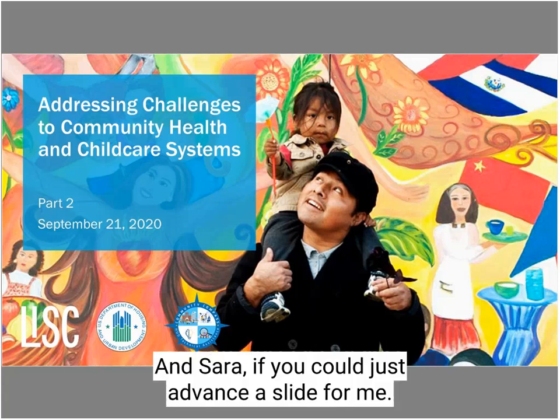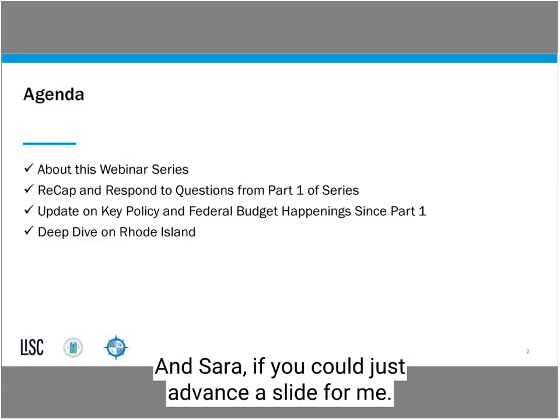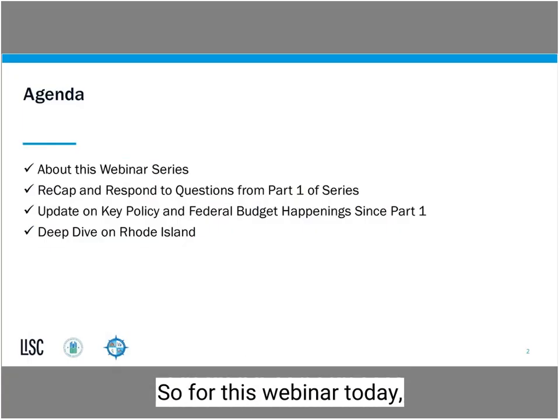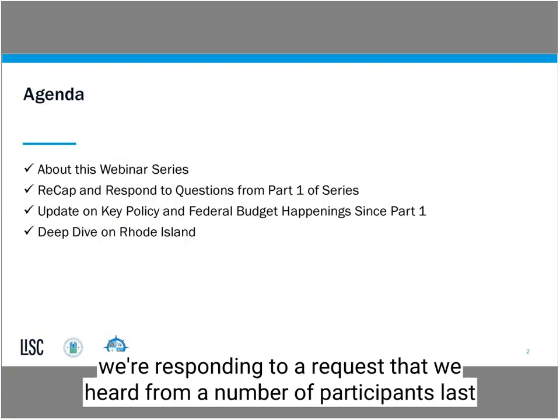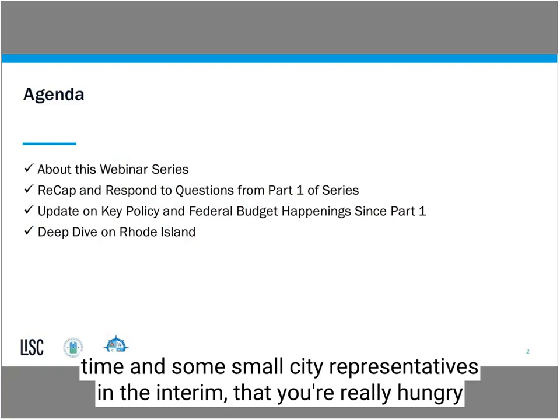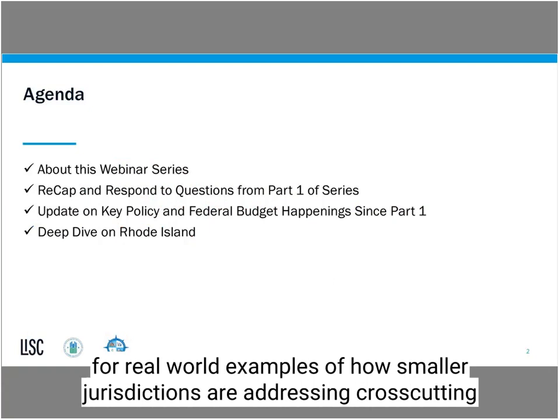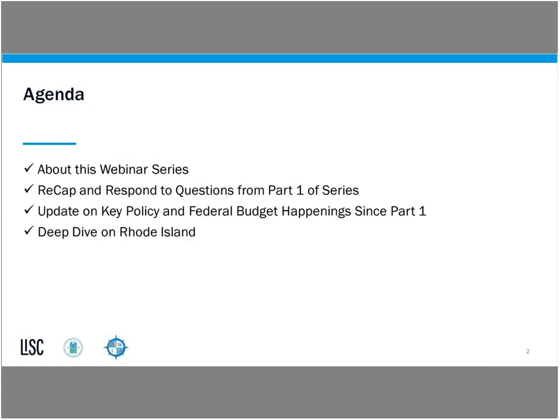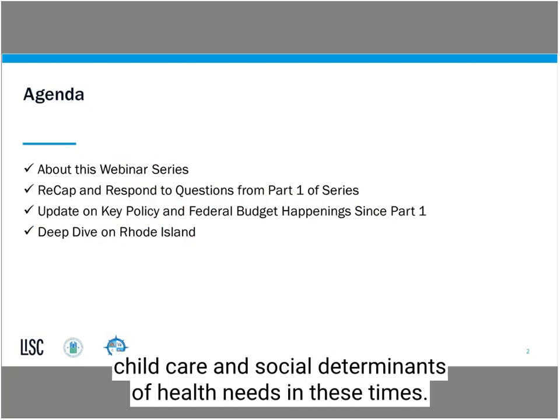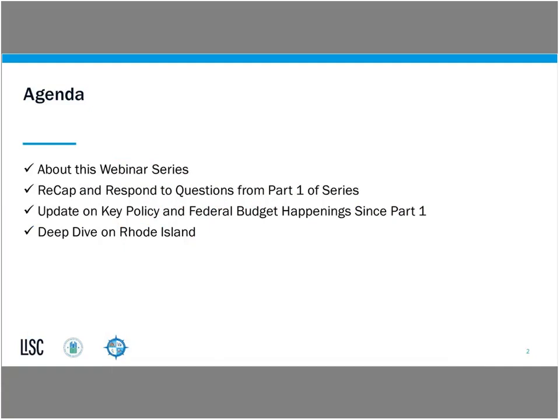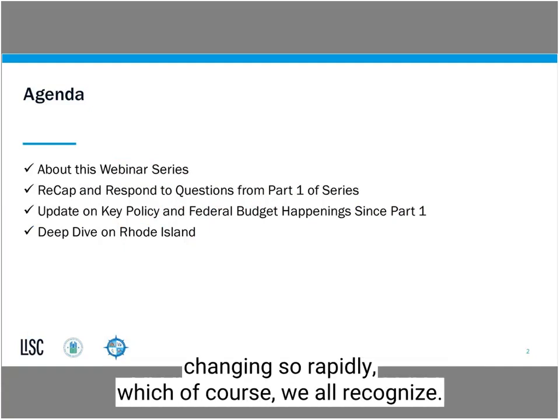And Sarah, if you could just advance a slide for me. So for this webinar today, we're responding to a request that we heard from a number of participants last time and some small city representatives in the interim, that you're really hungry for real-world examples of how smaller jurisdictions are addressing cross-cutting childcare and social determinant of health needs in these times. You've also noted that the landscape is changing so rapidly, which of course we all recognize.